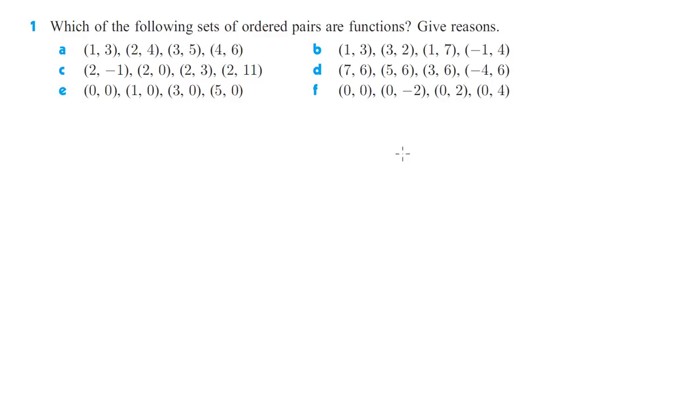Okay, so the first one we have is number 1. Which of the following sets of ordered pairs are functions? Give reasons. Okay, so A, we have (1, 3). I guess we don't even need to necessarily do that. How about let's just circle the ones that work.